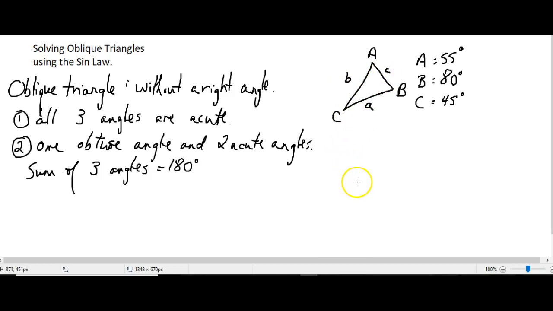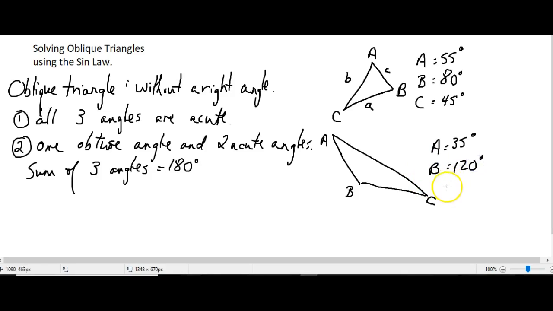All right, another example is when we have one obtuse angle and two acute angles. So an obtuse angle might look something like this. Where we've got, let's call this one B. Doesn't really matter which letter it gets. So A is perhaps 35 degrees. B is 120 degrees, greater than 90, obtuse, and C is 25 degrees. And I believe that adds up to 180 degrees. All right, so there are a couple of examples.